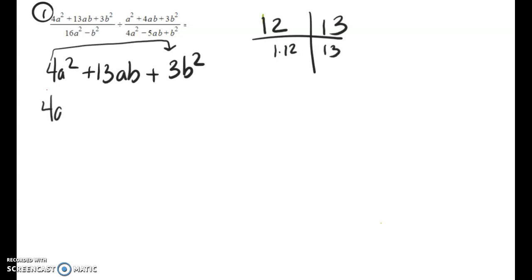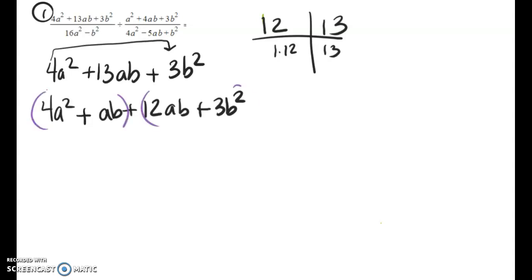And so I'm going to rewrite this as a squared plus, I'll start by writing it like this, ab plus 12ab plus 3b squared. So I want to write it like that so that I can factor by grouping. And so I'm going to try doing these 2 and these 2. And so between the 2 of these, I can factor out a, and I'll be left with 4a plus b.